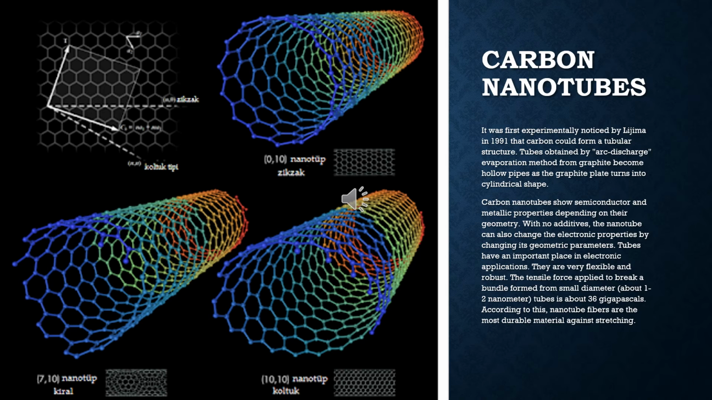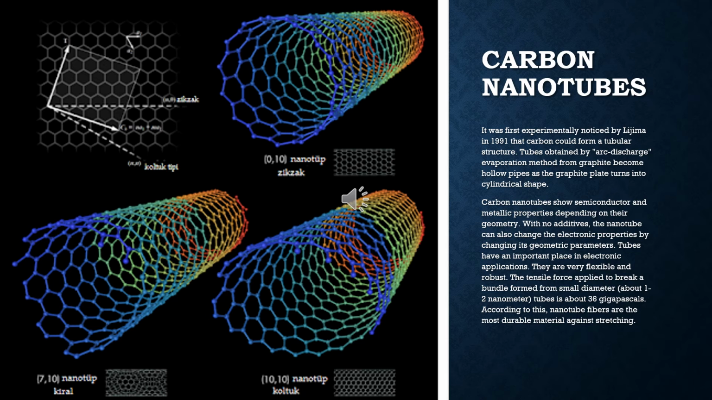Carbon nanotubes. It was first experimentally noticed by Iijima in 1991 that carbon could form a tubular structure. The tube obtained by the arc discharge evaporation method from graphite became hollow pipes as the graphite plate turns into a cylindrical shape. Carbon nanotubes show semiconductor and metallic properties depending on their geometry. With no additives, the nanotube can also change its electronic properties by changing its geometric parameters.